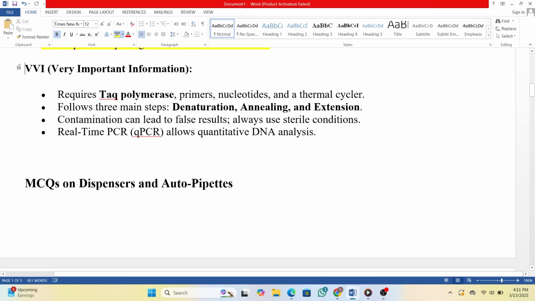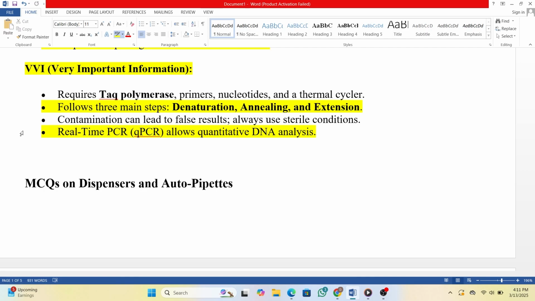VVI, very important information. Requires Taq polymerase, primers, nucleotides, and a thermal cycler. Follows 3 main steps: denaturation, annealing, and extension. Contamination can lead to false results. Always use sterile conditions. Real-time PCR, qPCR, allows quantitative DNA analysis.